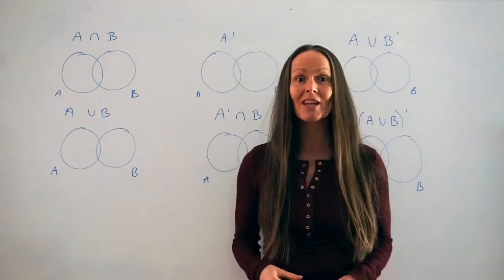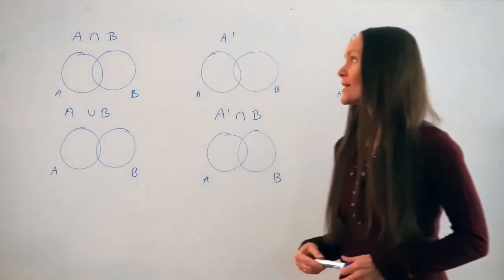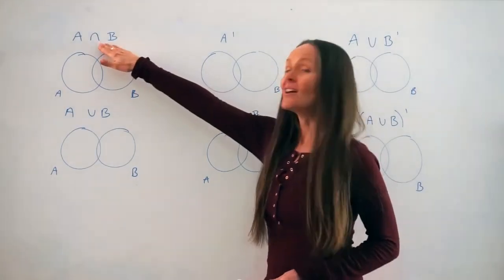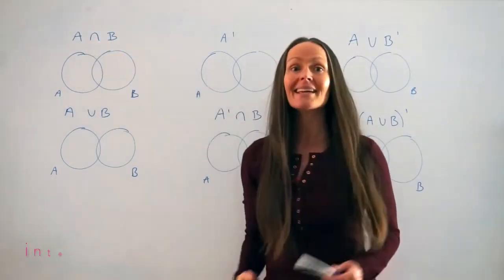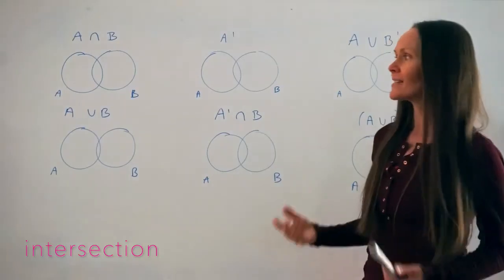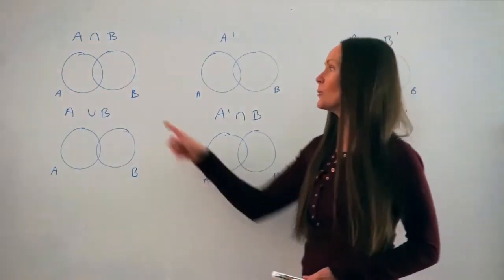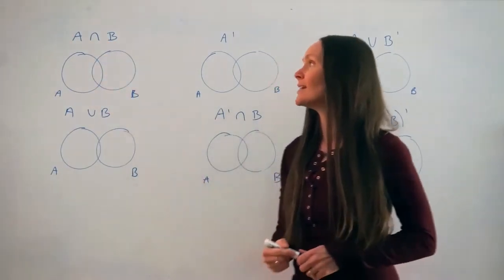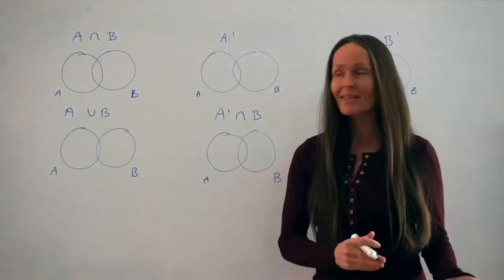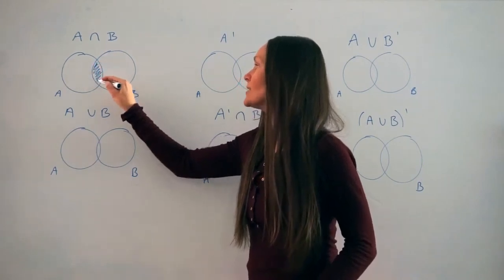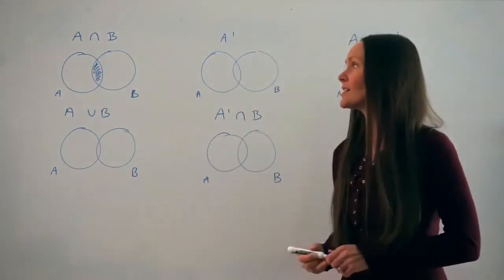Going to show you how to shade Venn diagrams. So in the first example, we have to shade A intersection B. So this symbol here means intersection. A just means set A, which is circle A, and B means set B, which is circle B, okay? So we have to shade the intersection of set A with set B, which is just the overlapping part here in the middle. Okay, so that's all you would have to do in the first example.